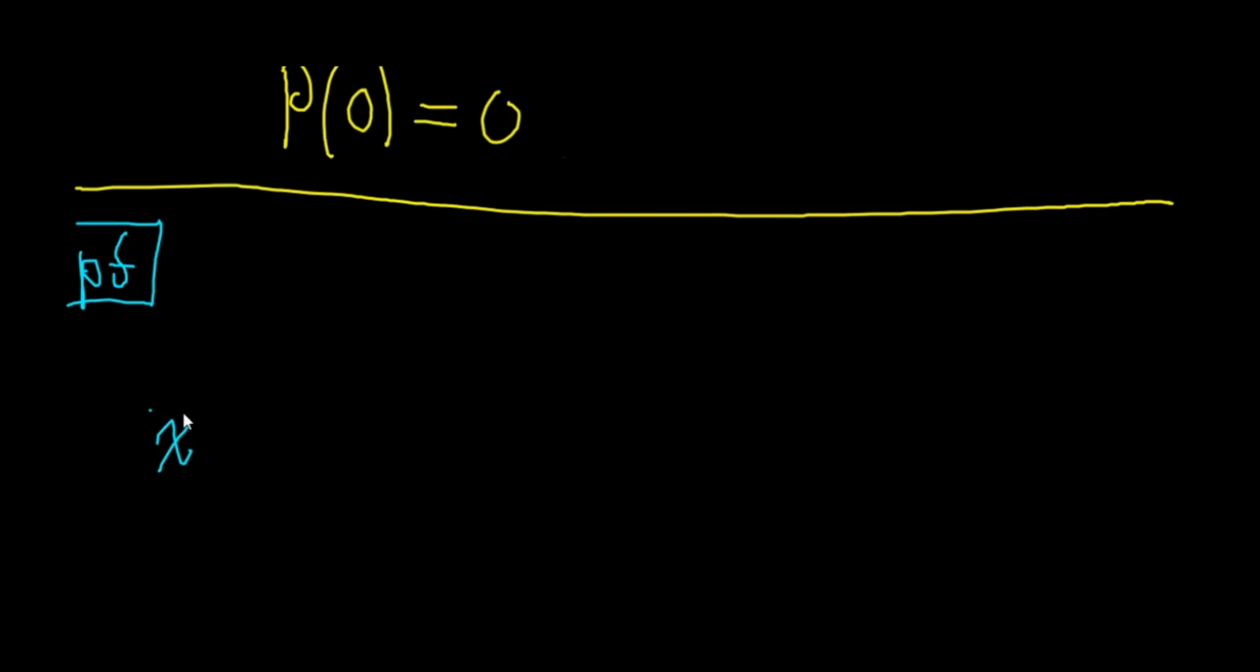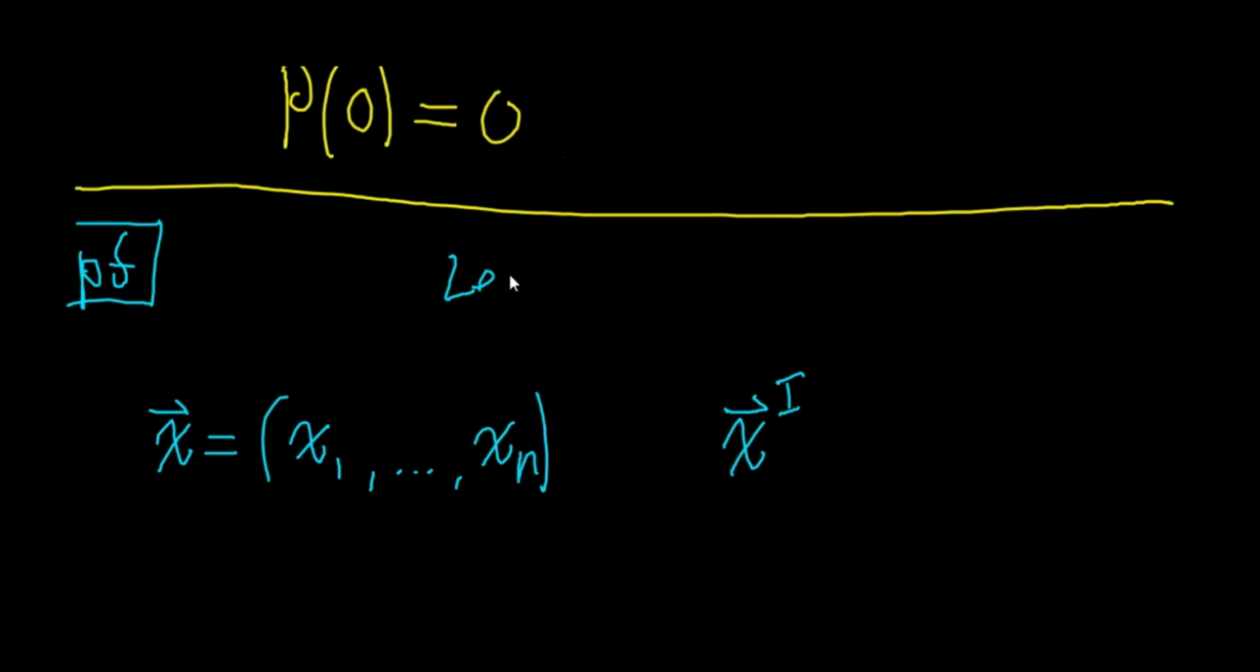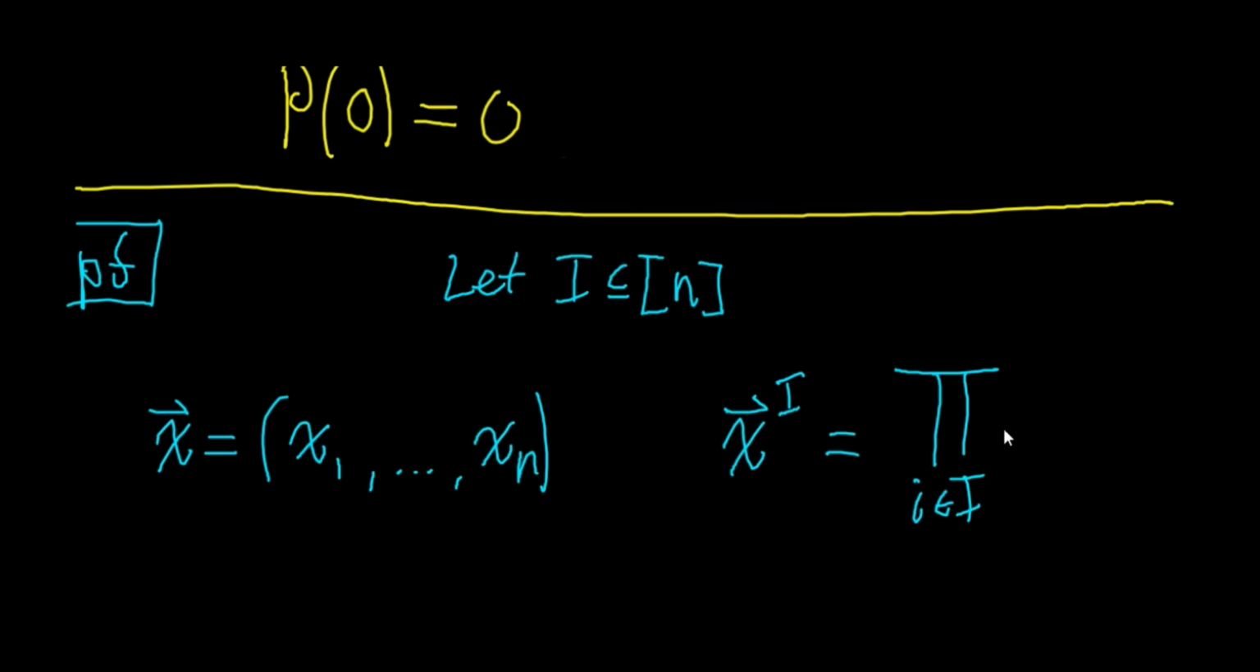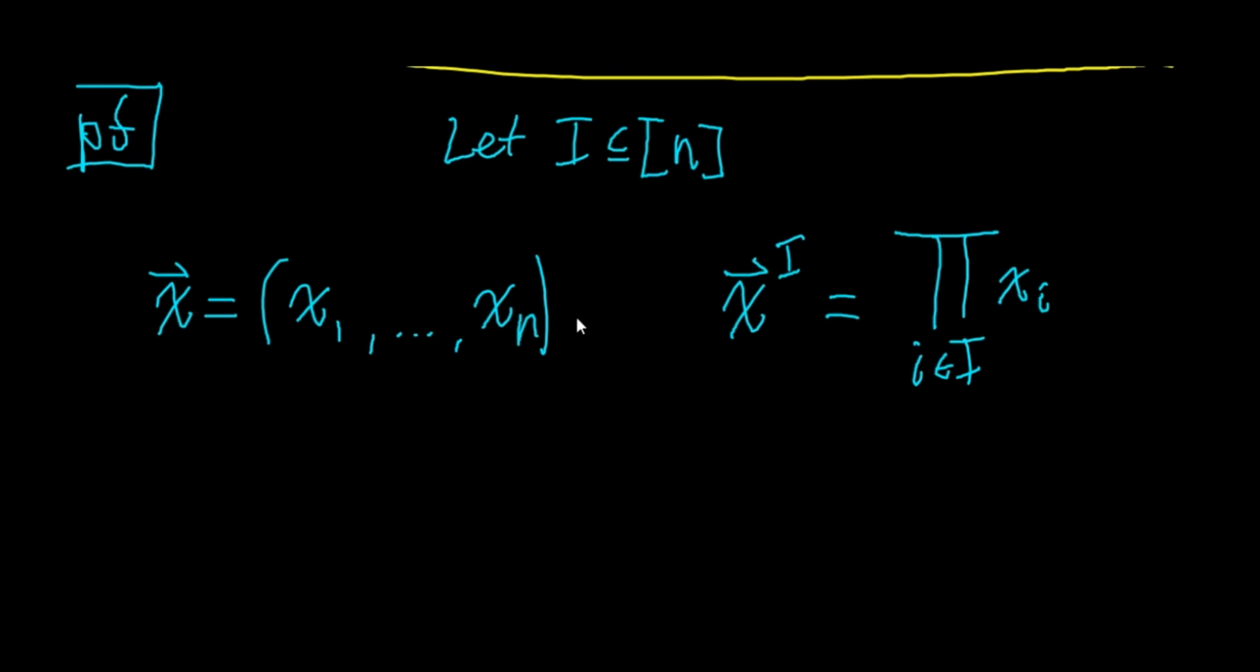If I have an n-dimensional vector x, so x has n components, then if I write x raised to some I, where I is a subset of the positive integers up to n, then this is just the product, for all i in I, of the ith components of the vector x. Oh, and by the way, since we're dealing with polynomials over a field F, this vector is an element of F^n.